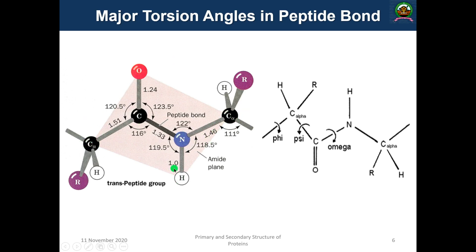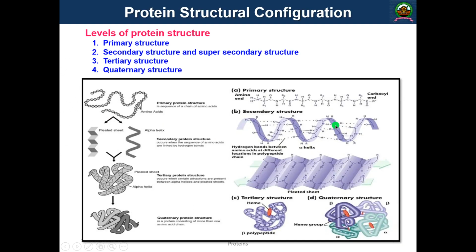This is known as planar, and I told you it can exist in both directions. If C alpha and NH are in opposite directions, that will be trans, and if they are in the same direction, that will be cis. But the trans direction is very common, very stable. So this is the major torsion or dihedral angle in the polypeptide chain. This is very, very important.